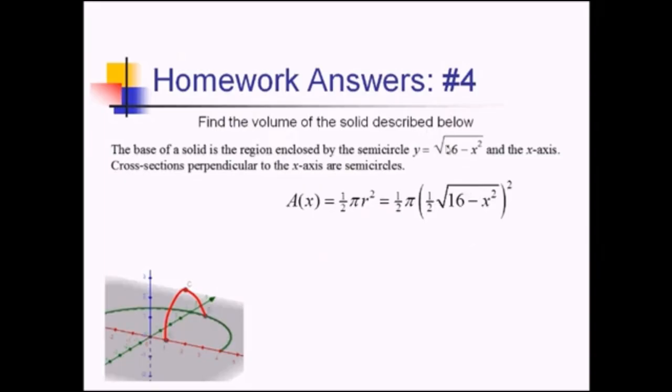All right, let me find my limits of integration. I'll set my semicircle equal to 0, and I'm going to get plus or minus 4 if I do all the algebra on this. So the volume is the integral from negative 4 to positive 4 of my A of x formula. And now let me carefully put this in the calculator.